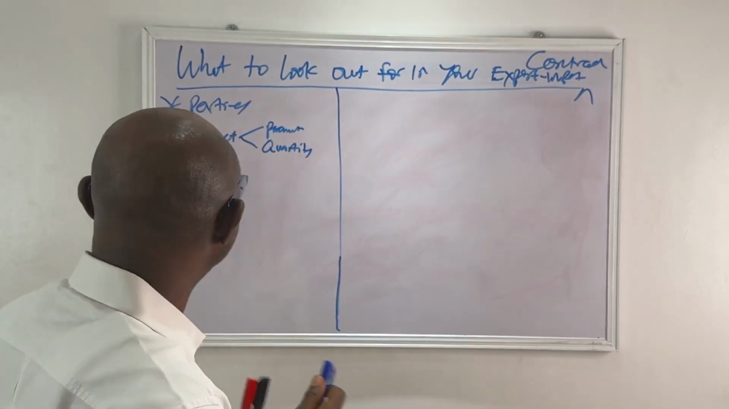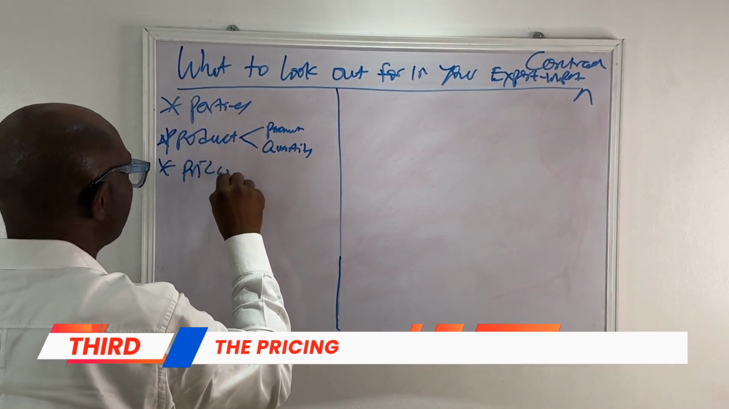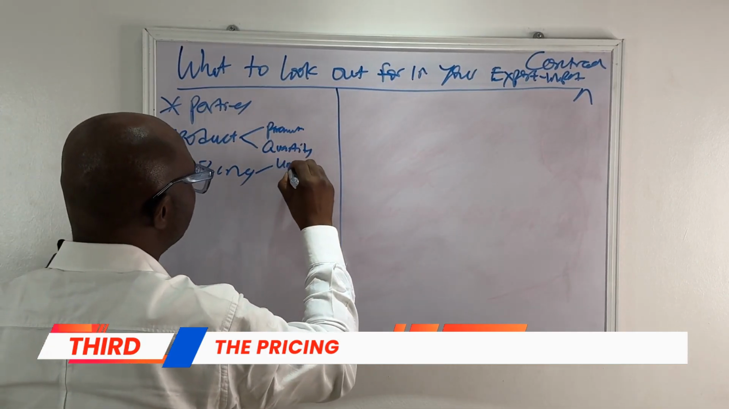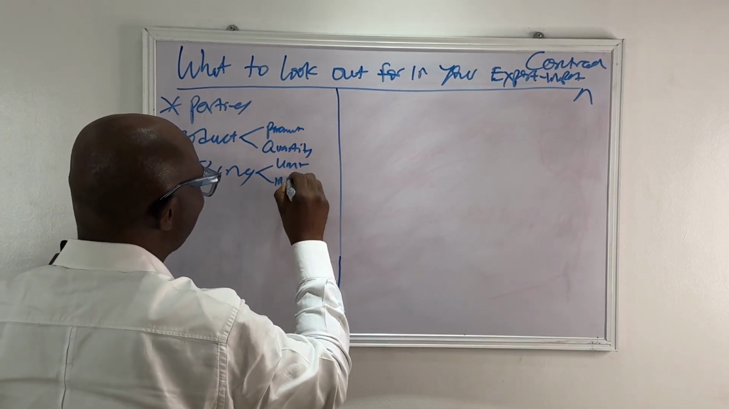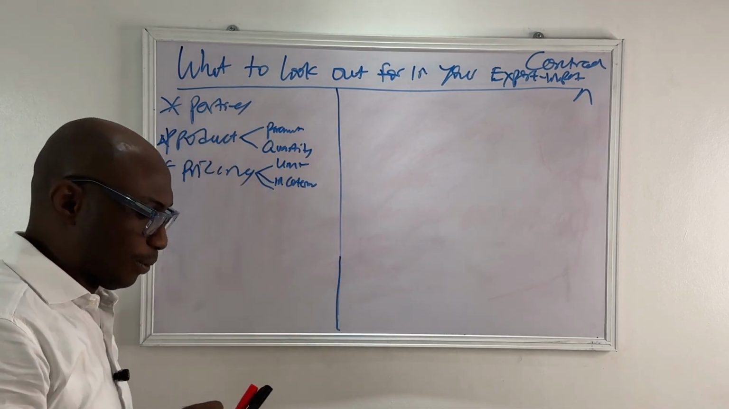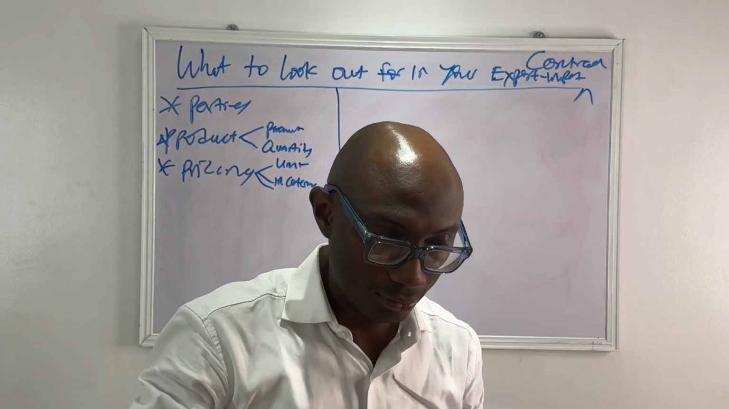Number three, pricing. Under pricing, I'm looking at unit price. So what is the unit price? Is the unit price in the contract before I sign?